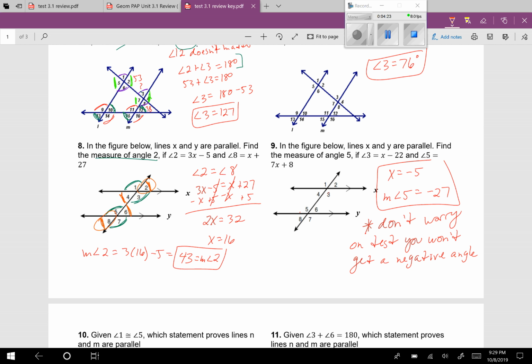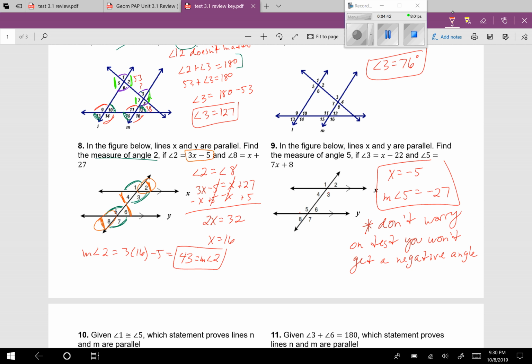And so then we have to actually find the measure of angle 2, so you have to take that 16. And in this expression for angle 2, you have to plug in 16 wherever you see the x. So it's 3 times 16 minus 5. And when you do that, you get 43.